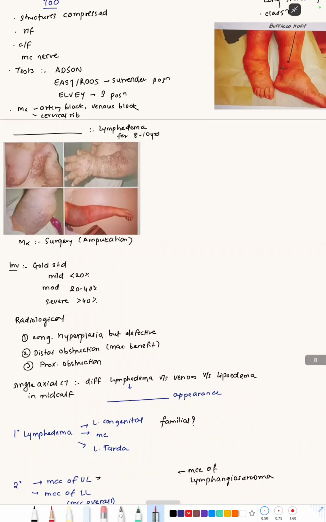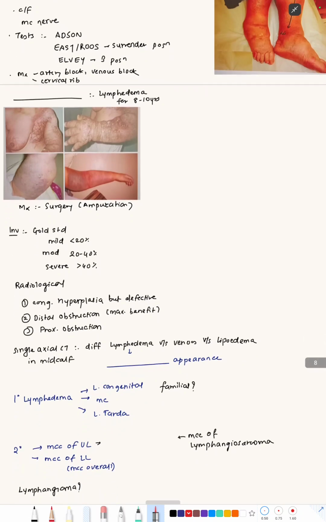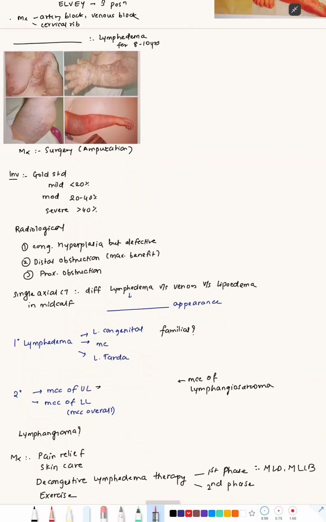Investigation for lymphedema: the gold standard is water plethysmography, where we measure the amount of water displaced. Mild is less than 20%, moderate 20 to 40%, and severe more than 40%. Radiologically, we do lymphangiography, where we come to know whether it's a distal obstruction, proximal obstruction, or congenital hyperplasia. Then a single axial CT of the midcalf can be done. This helps to differentiate between lymphedema, venous edema, or lipoedema. Lymphedema shows a reticular honeycomb appearance.